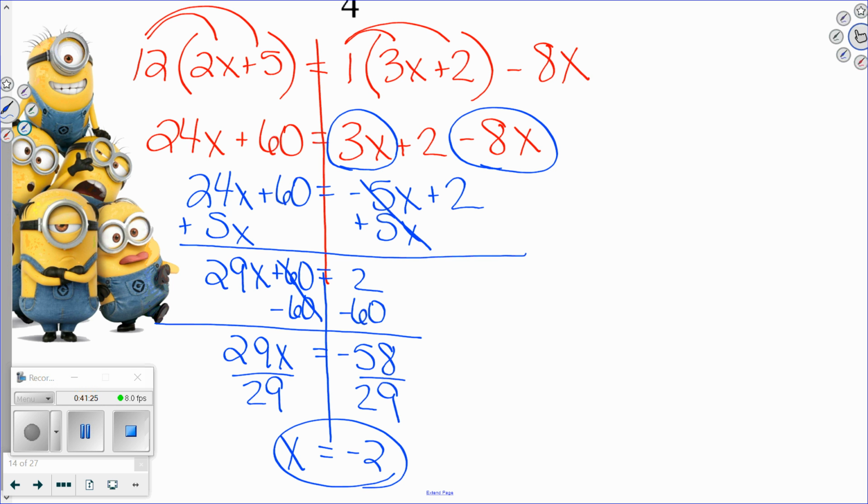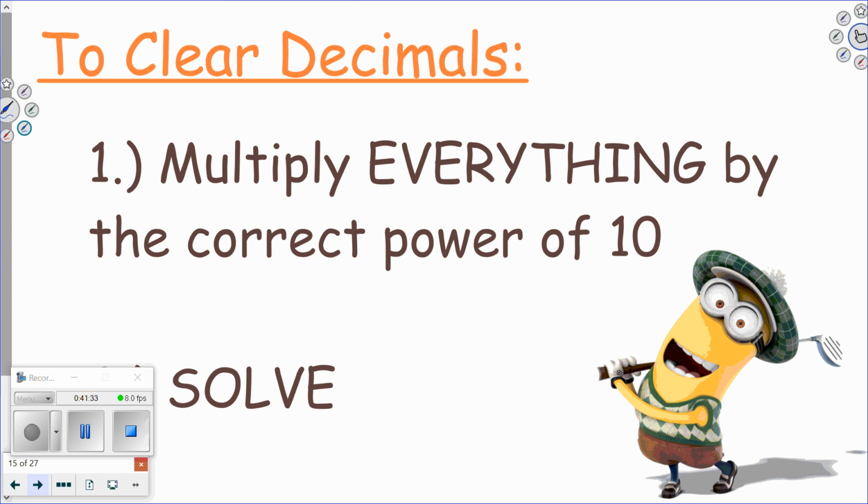Isn't clearing fractions fun? No. Yeah, I know. I think things are fun.